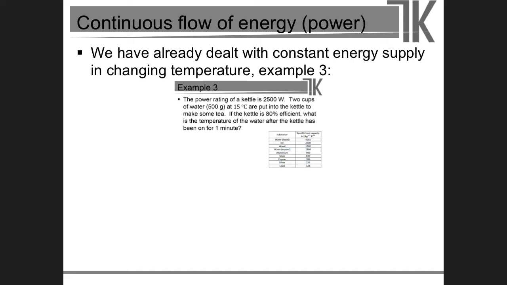We have already dealt with the constant energy supply and changing temperature when we looked at our changing temperature example 3, where we're given the power rating of the kettle, we're given the efficiency of the kettle, we calculated how much power went into heating the water, and then we calculated for that amount of time how much energy went into heating the water, and then we calculated the temperature increase. So we went through quite a few steps in order to do that, and that's absolutely fine. Alternatively, we could combine those equations so that we could do it in one go. And when we talk about the other types of flow, so a flow of mass or a flow of volume, it's a lot easier if we combine our equations together.